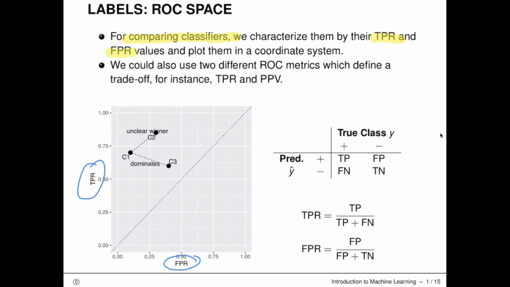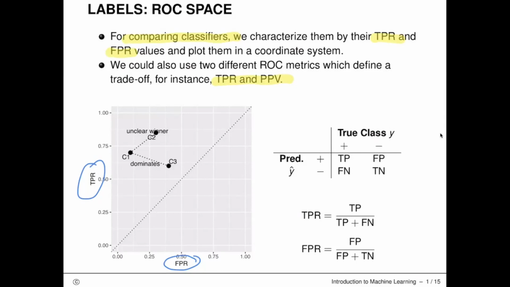Instead of using TPR and FPR, we could, for example, also use TPR and PPV, so true positive rate and positive predictive value, or in other words, recall and precision. But in this video, I will just show you the trade-off between TPR and FPR.